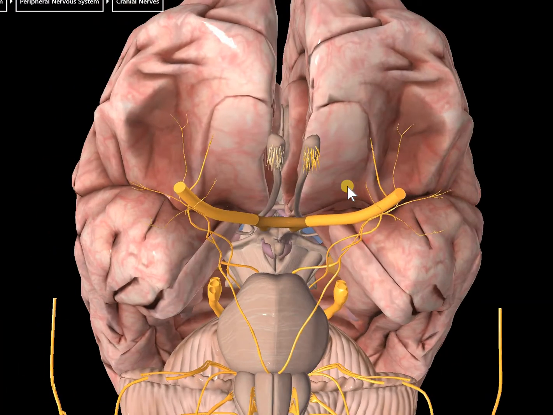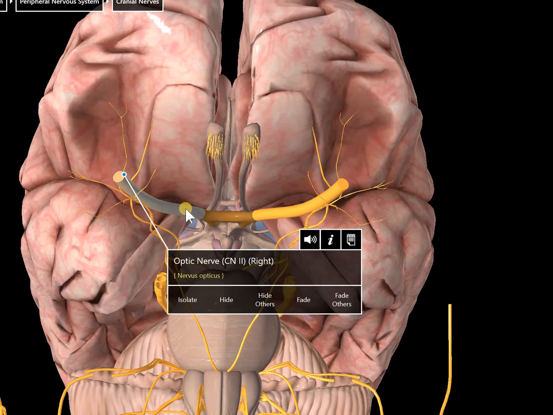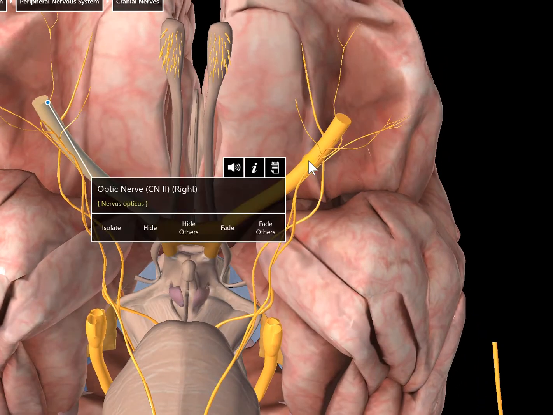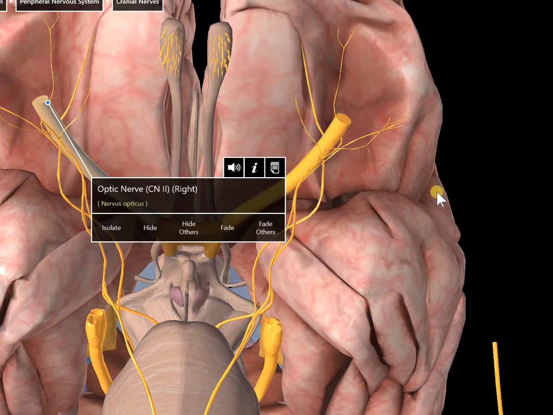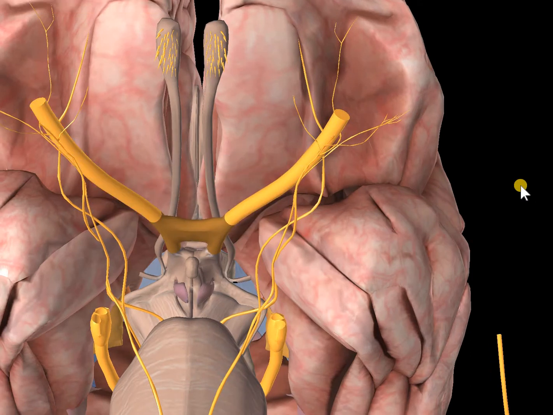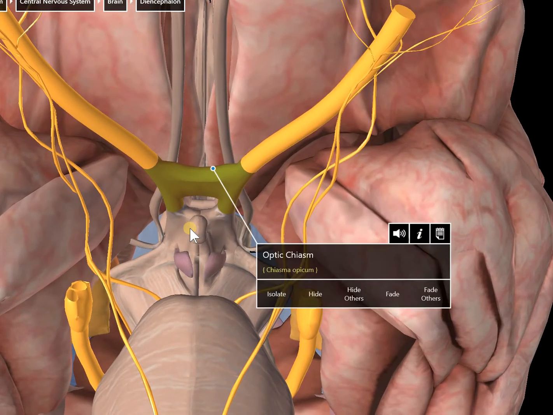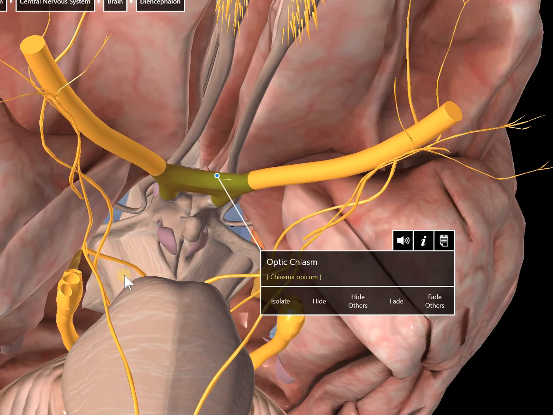Cranial nerve 2, the optic nerve. You do have a right and left. This does taper back into the optic chiasm. So all that's part of cranial nerve 2.